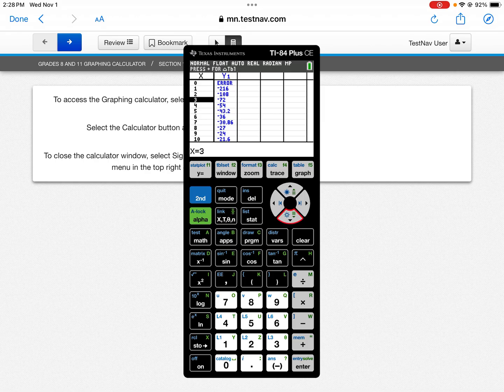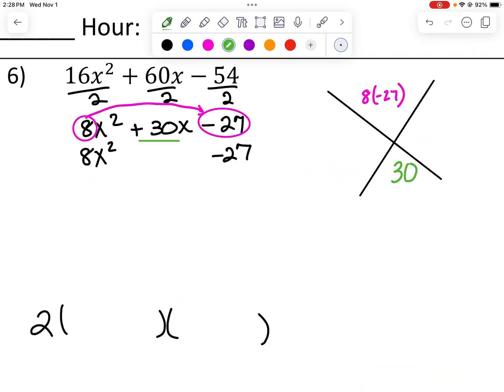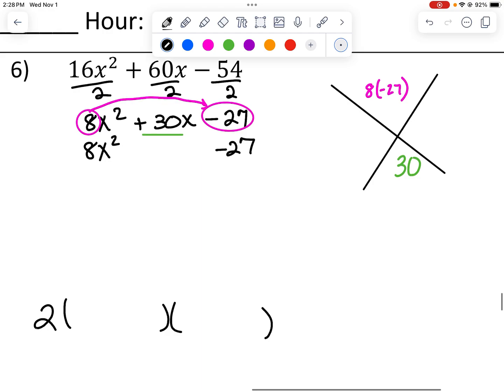I'm looking for 30. Let's see. Oh, right there. 6 and negative 36. How about negative 6 and positive 36? Yep. And what did we say it was? Negative 216. There you go. Negative 6 times 36 multiplies to negative 216 and adds to positive 30. So we're going to go negative 6x and 36x.